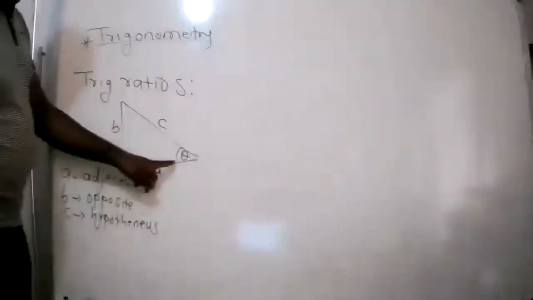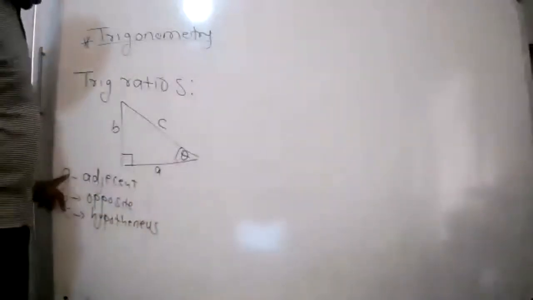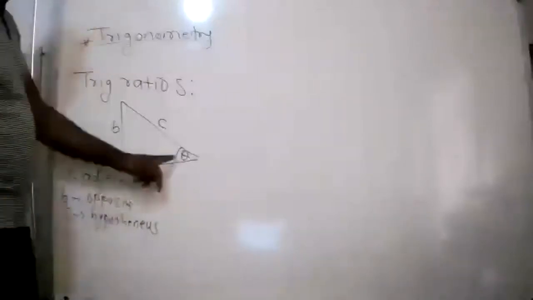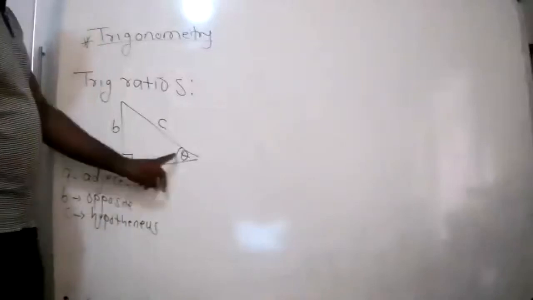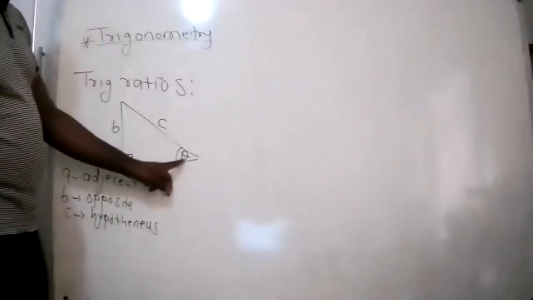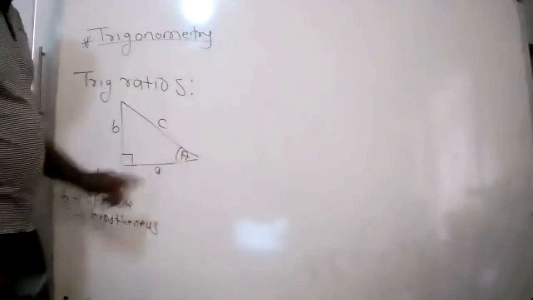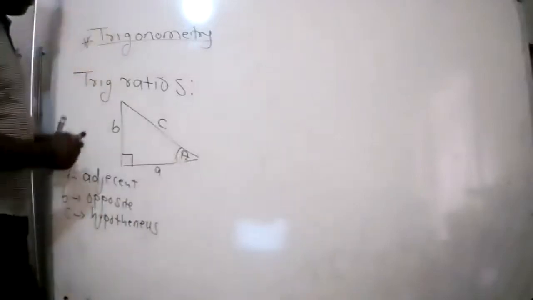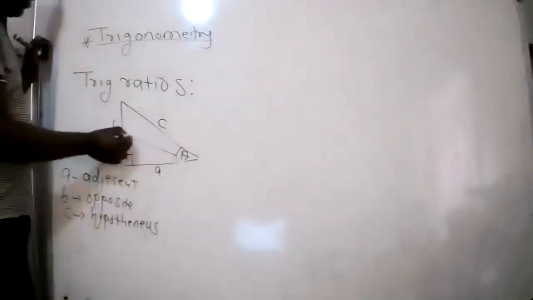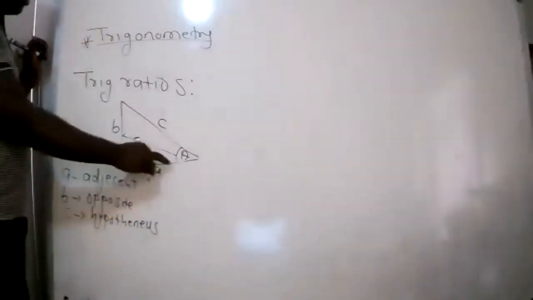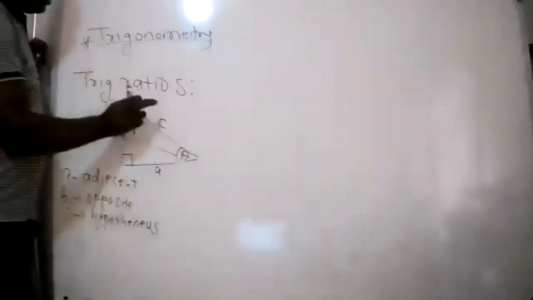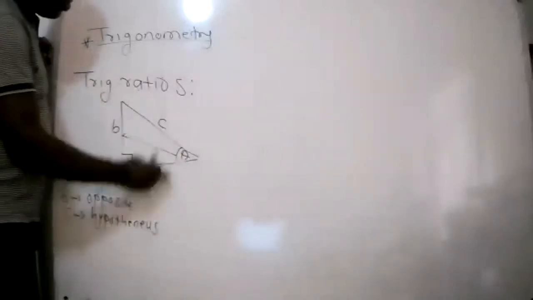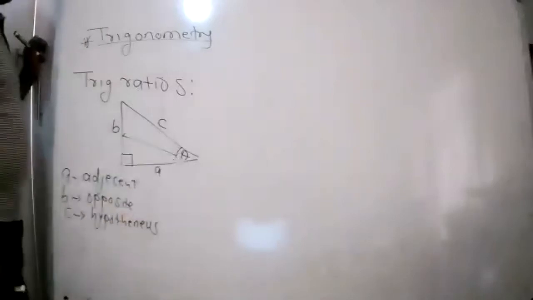So let me explain about these sides here. Now this A is the adjacent side to angle theta, to this theta we have here. And then the B is the opposite side to angle theta. So if you observe, you will see that indeed the B is opposite to angle theta. And then the C is the hypotenuse to angle theta. So that is very important.